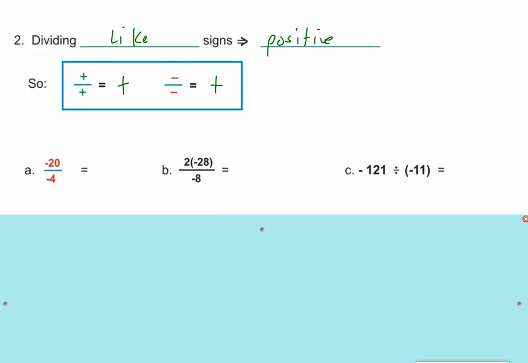So, let's take a look at a few problems here. So first off, A, not a problem. -20 divided by -5. Emma? I agree, and I hope you do, right? Do you agree it's 5?